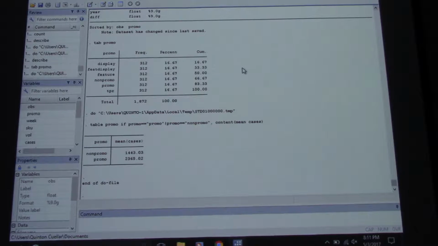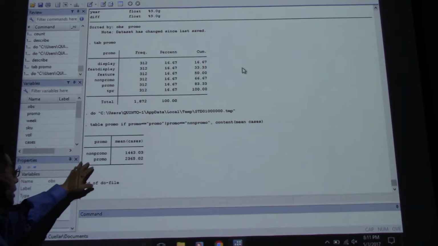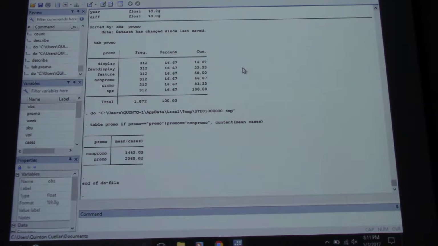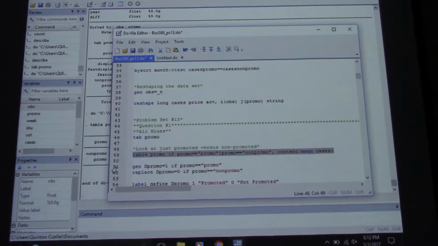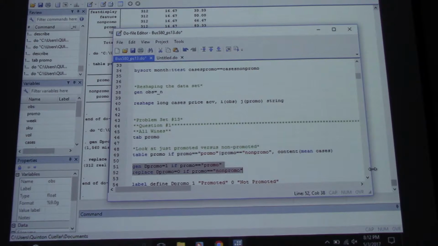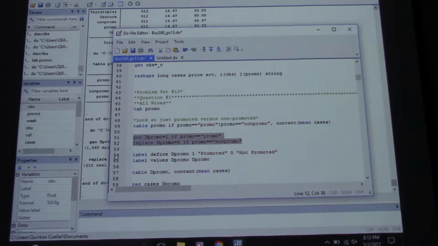I just wanted to compare again overall, promoted and non-promoted. Was it 1443 and 2365? Something like that? I could now do, you know how much I like regressions. Construct a dummy variable for promoted and non-promoted. Label it.